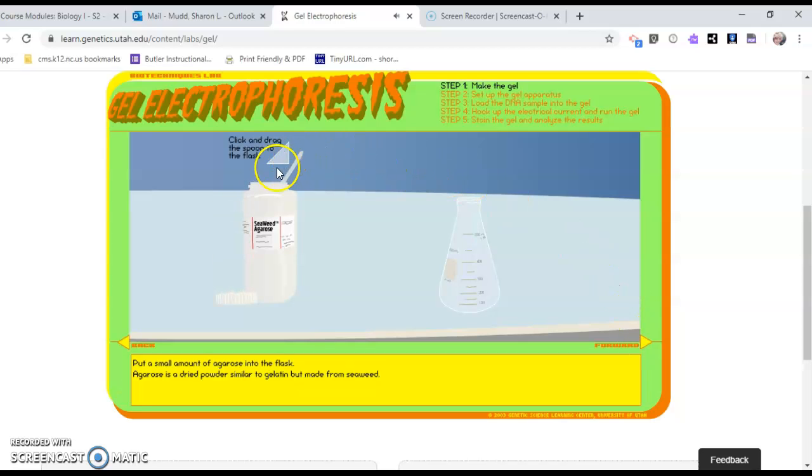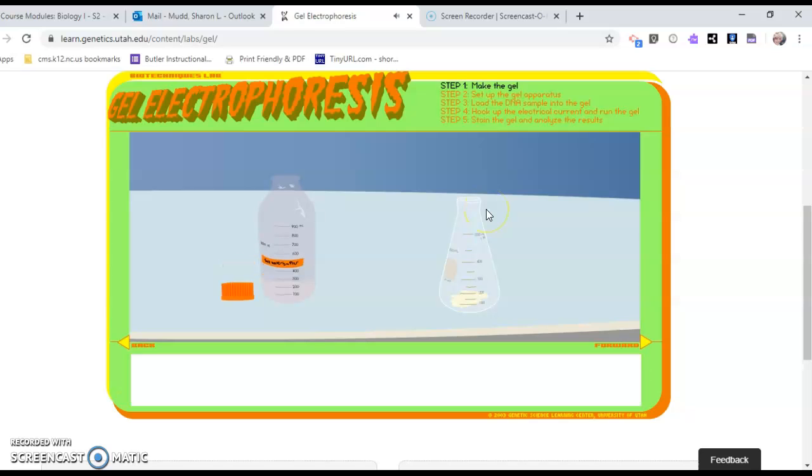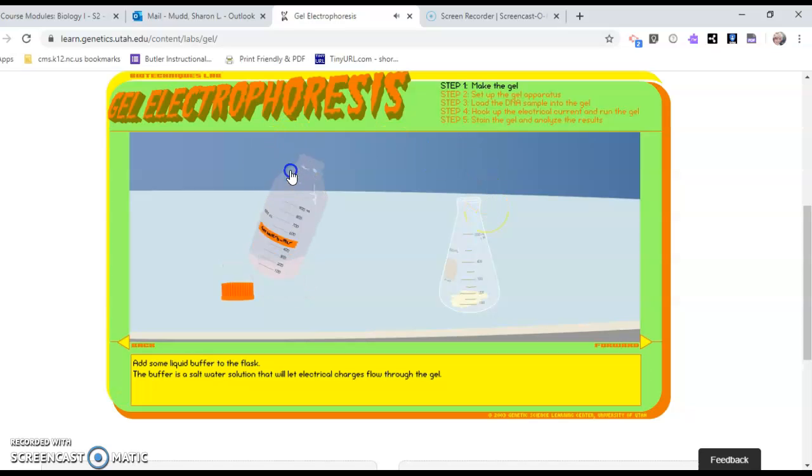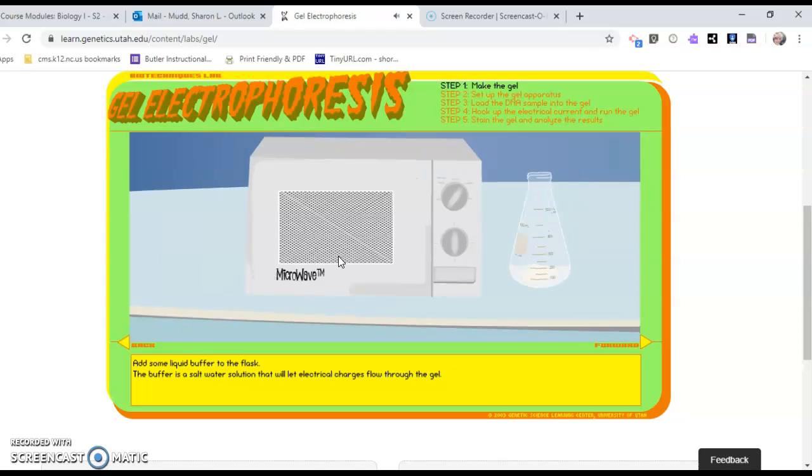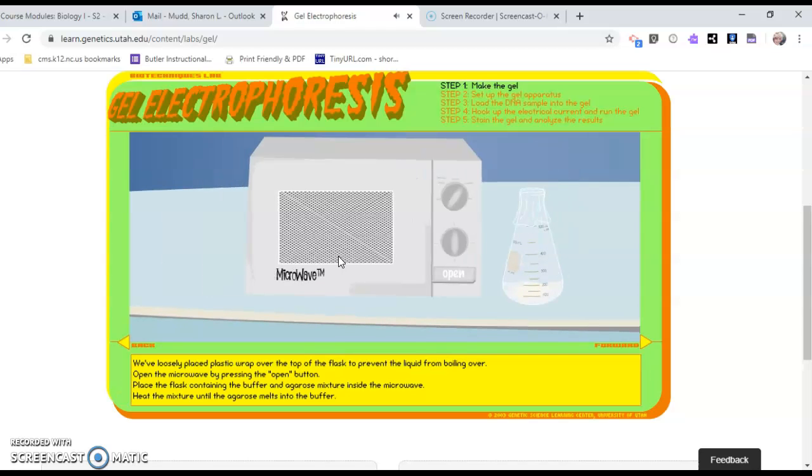We put a little bit of agarose here into the flask. This is a dried powder. Just like when you're making Jell-O, you start with a dried powder. Now we're going to add some liquid buffer to the flask. This is a salt water solution that lets electrical currents move through the gel. By the way, you should be able to answer questions 5 and 6 at this point.